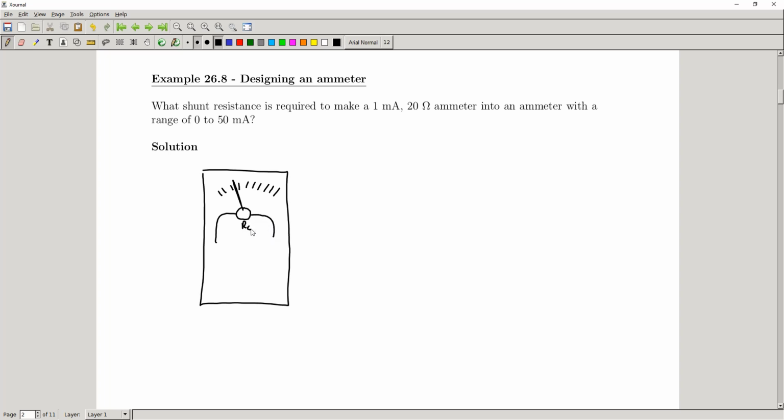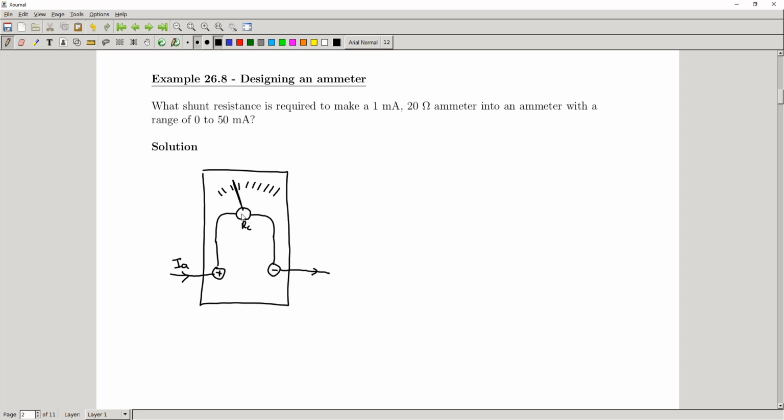This thing would have a resistance RC. This is going to come down to some positive and some negative terminals here. We're going to have some current coming in. This is going to be IA, and we're going to have some current going out, right? Now, this is what it would look like if we had no shunt resistor. And so the only resistance involved here is RC, but we know that our RC is not sufficient to give us what we need here.